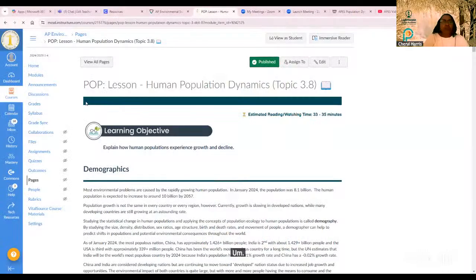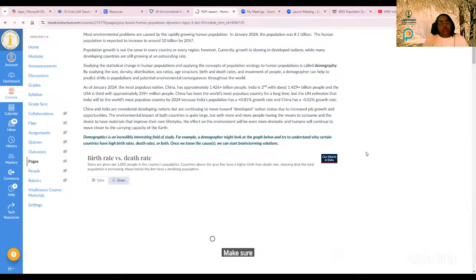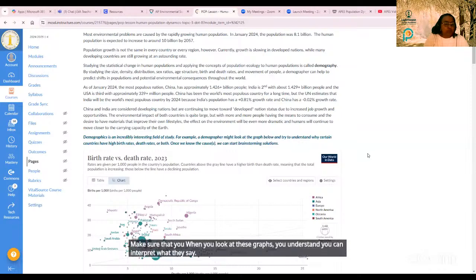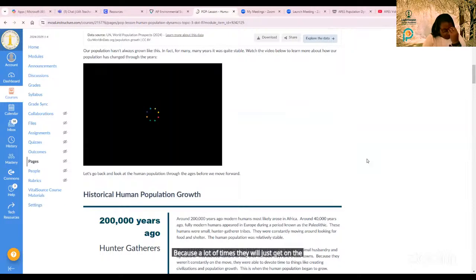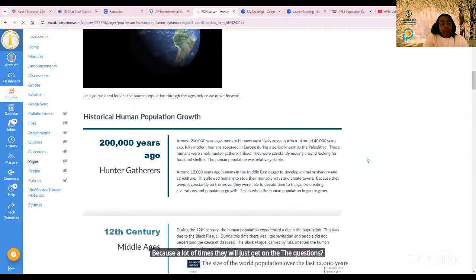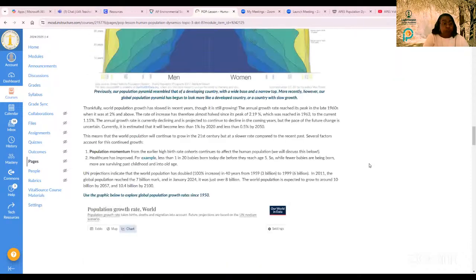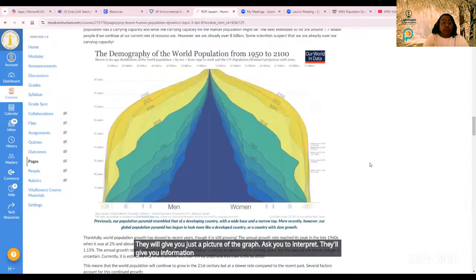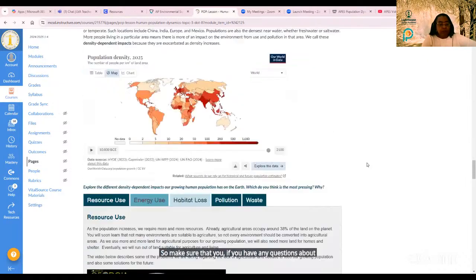All right, so 3.8 is what he went over. He went over demographics. Make sure that when you look at these graphs, you can interpret what they say. A lot of times on the questions, they will just give you a picture of the graph, or give you information and then ask you to interpret the graph. If you have any questions about interpreting the graph, do ask them.